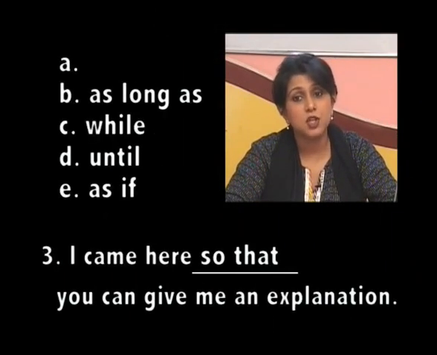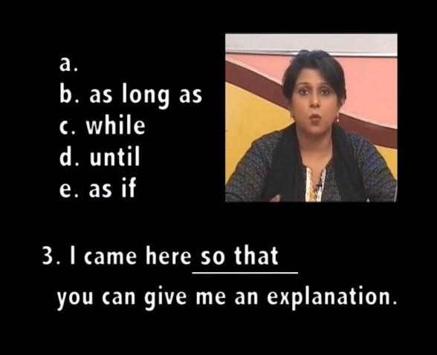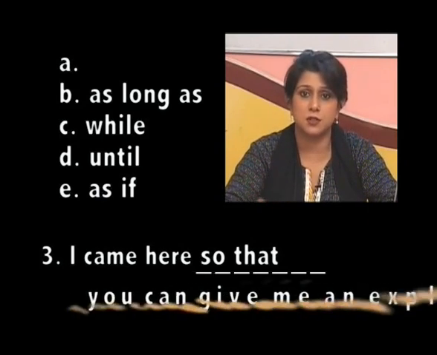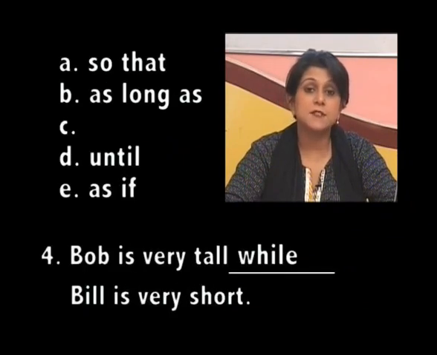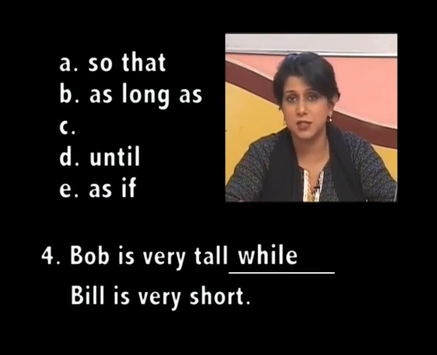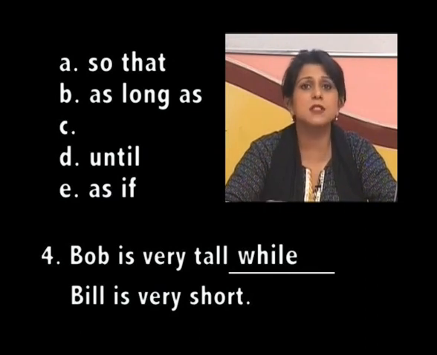Sentence 3. I came here so that you could give me an explanation. So here we are giving a reason why this person came here, because he or she wanted to get an explanation. Sentence 4. Bob is very tall while Bill is very short. Here there is a contrast between the two, which is highlighted with the help of while. So there is an opposition.